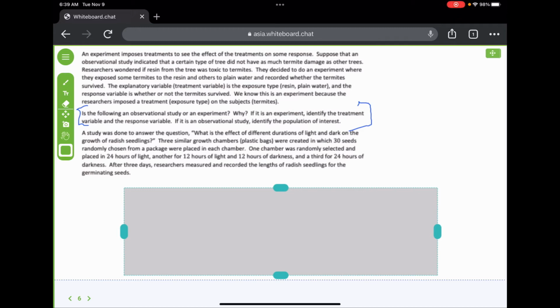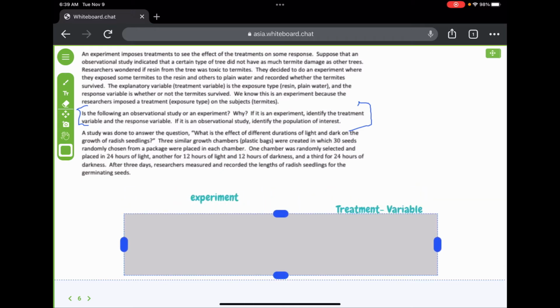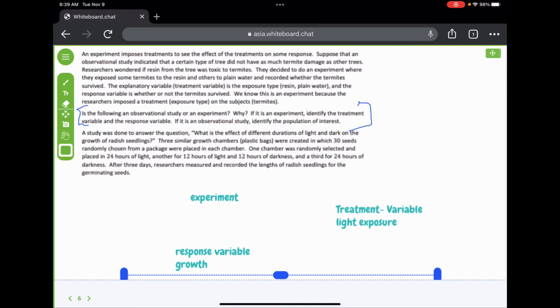Okay, so let's see. It is an experiment. Okay, the treatment is the variable light exposure, whether they're in darkness for 24 hours, light for 24 hours, or light and dark 12 hours each. So those are your treatment. That's the things that you're putting in the experiment. That's what you are manipulating in the experiment. So that's the treatment. Now, what are the response variables? Well, it's going to be the growth, how they have grown. Okay, whether one grew more in light or in darkness or in the 12 hours of light and darkness. That's the response variable, is the growth.